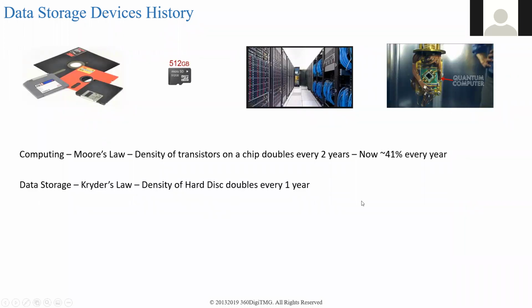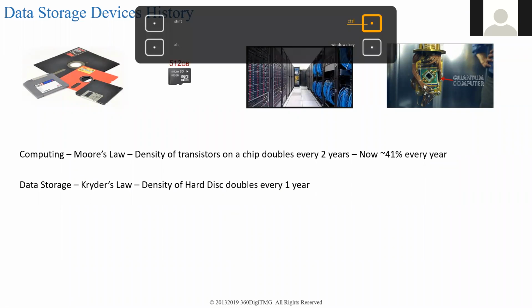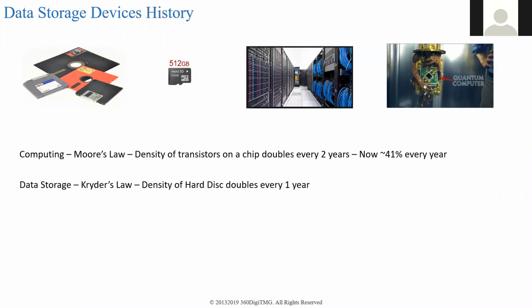Density of hard disks doubles. That means the amount of data that people are storing on the hard disk for the same size is increasing. If you have a specific hard disk and today 2 terabytes of data is getting stored on it, then 1 year from now you can store 4 terabytes of data on the same hard disk. That's what is happening today as we stand.